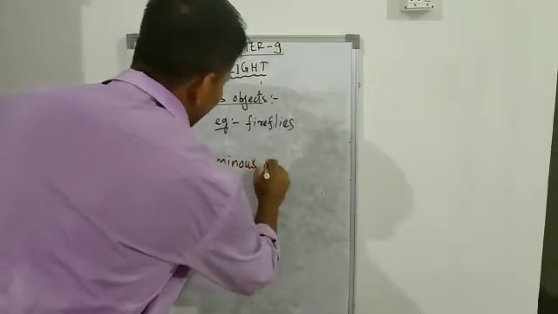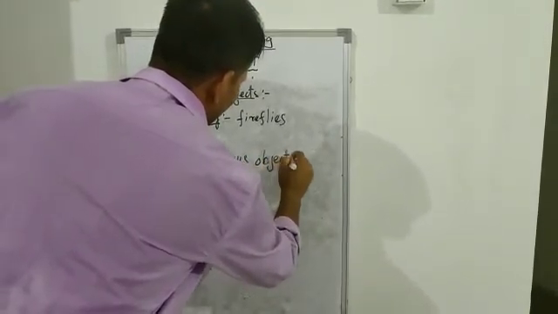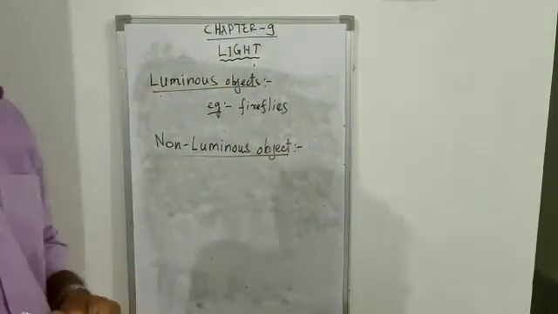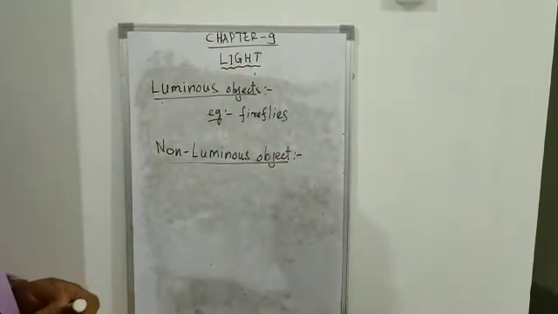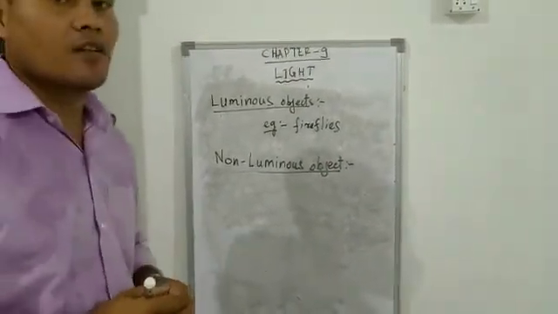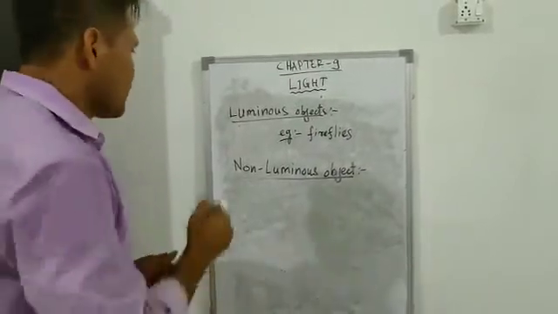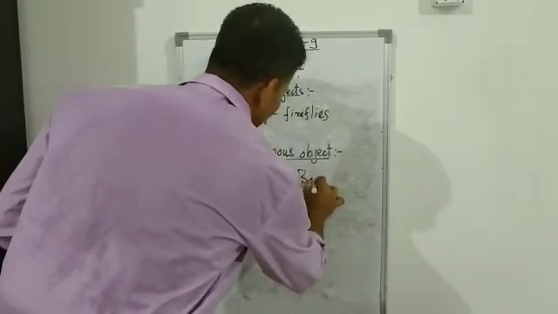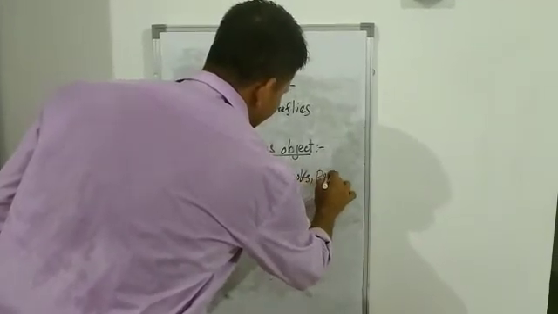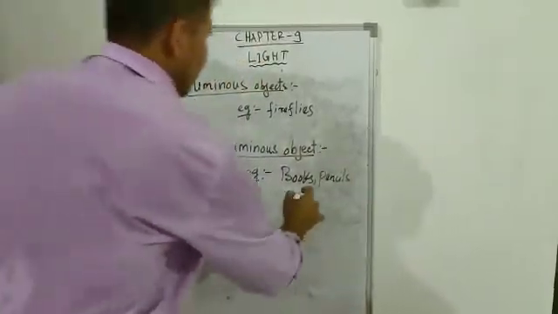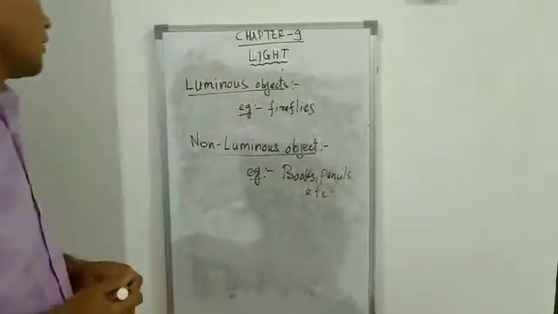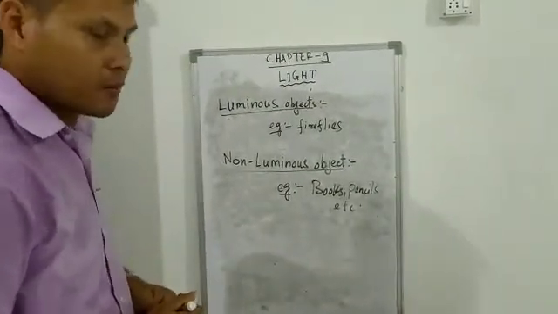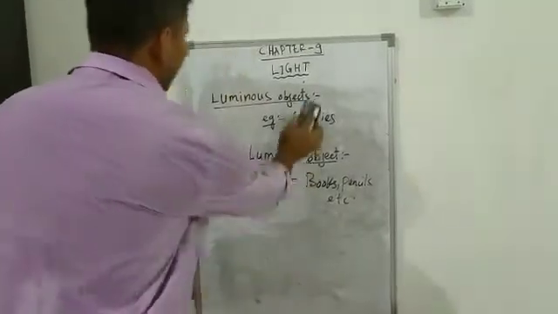And the other is non-luminous objects. Non-luminous objects are the objects that do not make or have their own light. A few examples can be mentioned as books, pencils, etc. So I hope you understood what luminous and non-luminous objects are. Let us move on to the next point.